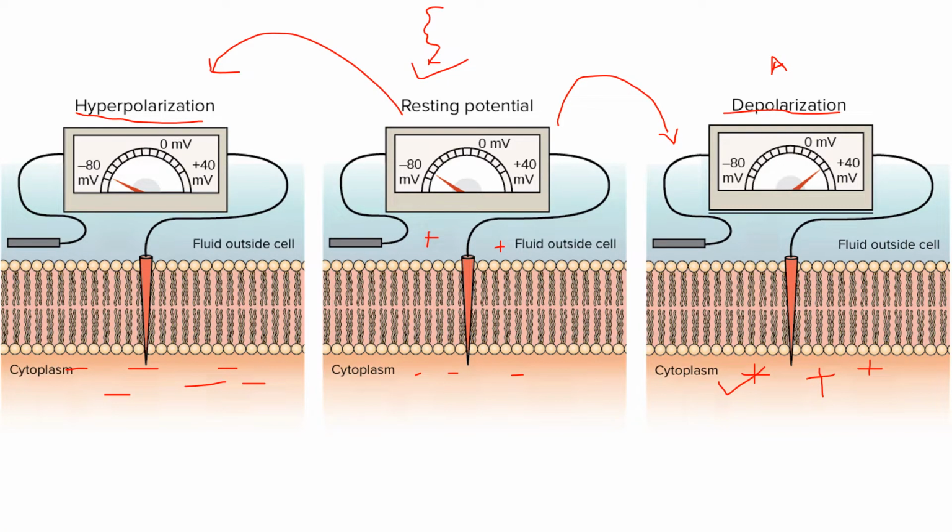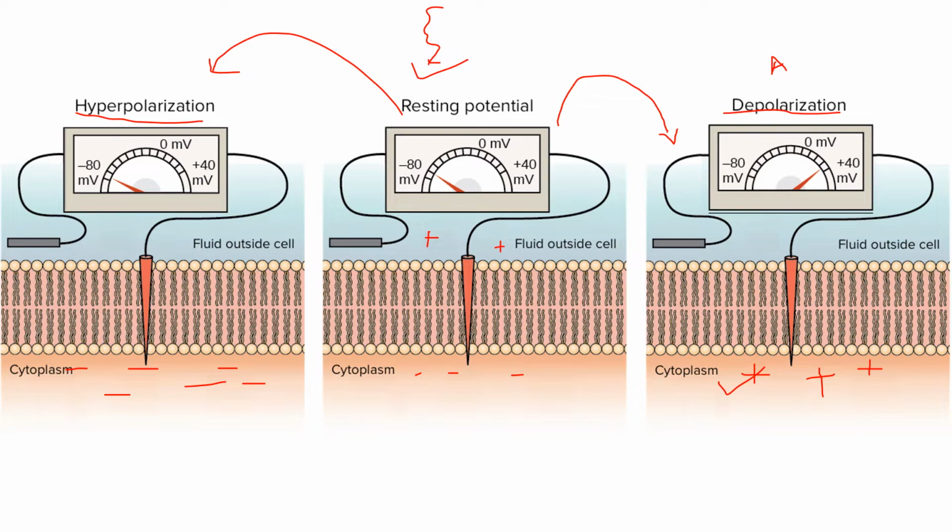Now one important concept I want to highlight over here: all the cells in our body are polarized. Polarized means they have an intracellular negativity. Intracellularly it is negative and extracellularly it is positive. The difference is, say, minus 70 or minus 80 millivolts. This is at the resting state.